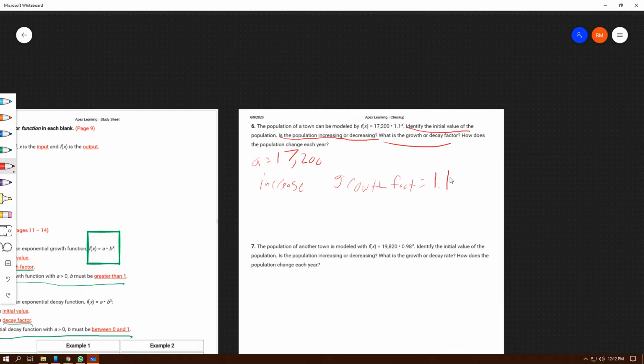How does the population change each year? Well, the growth factor is 1.1, so it goes up 1.1 times each year. Or there's a 10% increase, however you want to look at it. It's always 1.1 times the previous year, and that's directly from the 1.1.